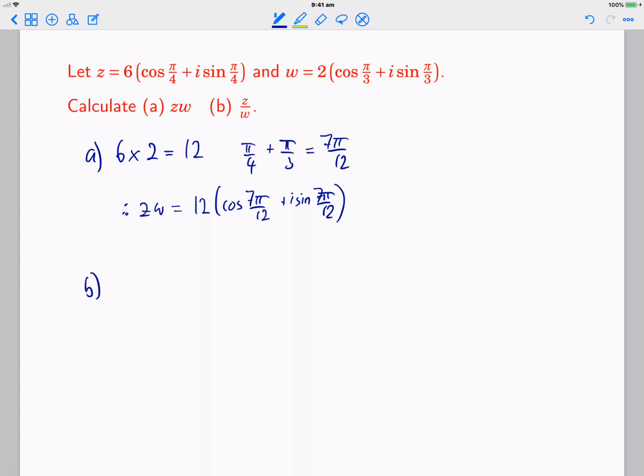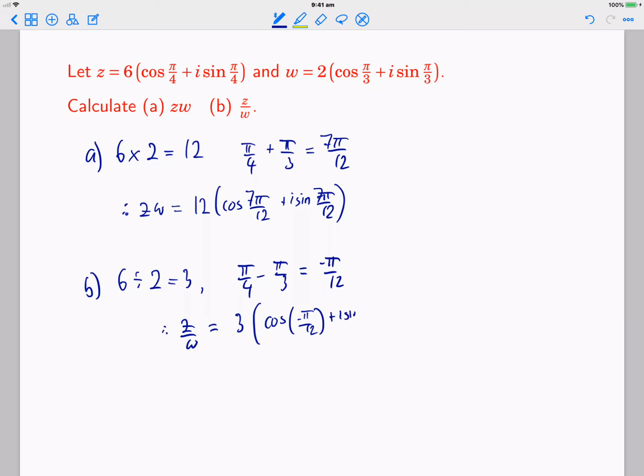Likewise with part B, again, we divide the modulus, so 6 divided by 2 is 3. And when we divide, we have to subtract the argument. So we do pi on 4 minus pi on 3, and that gives us minus pi on 12. Therefore Z on W is the complex number that has a modulus of 3, and the angle is minus pi on 12, so it's 3 times cos minus pi on 12 plus I sine minus pi on 12, like that.